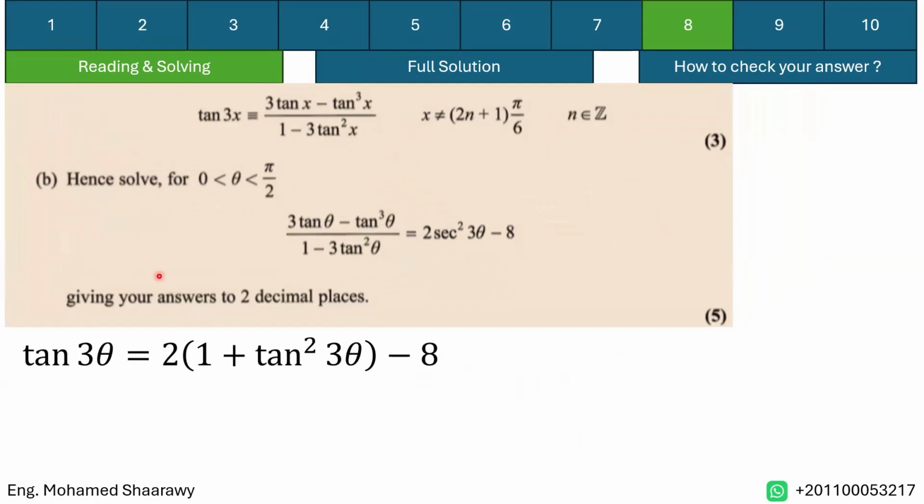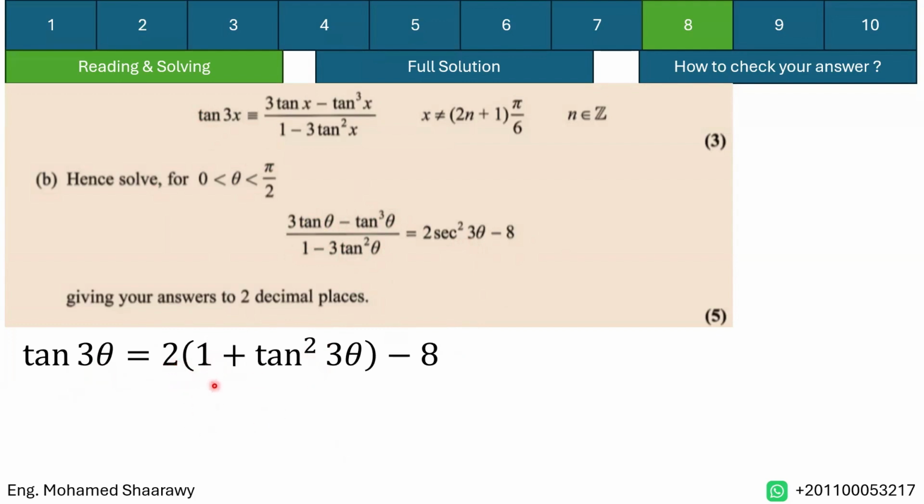Okay, now hence solve this equation. Instead of solving a cubic equation, it's easier to replace this by tan 3x. I did this in the first step. It's easier to solve the tan with tans, so I use the identity to convert this sec into tan, which is 1 plus tan squared. And now I can expand.